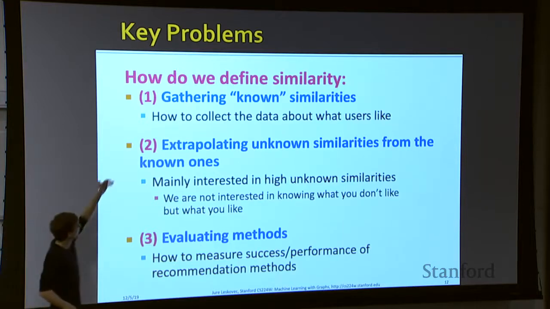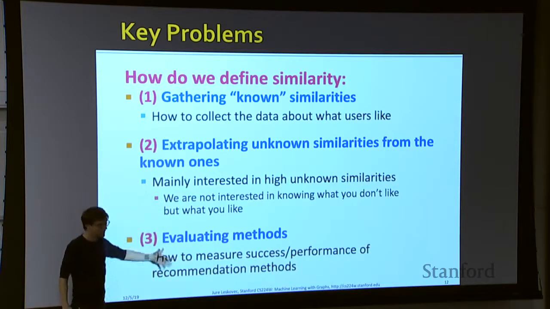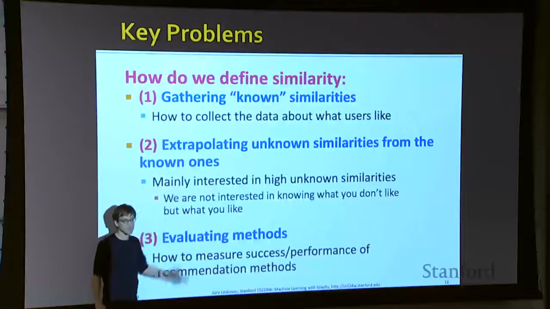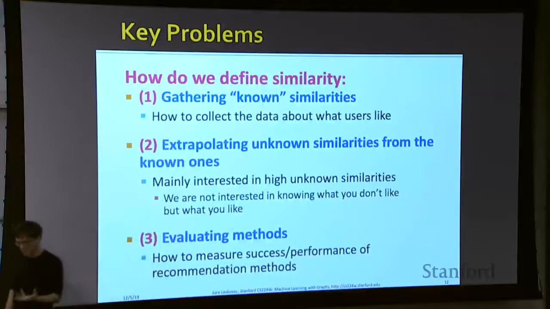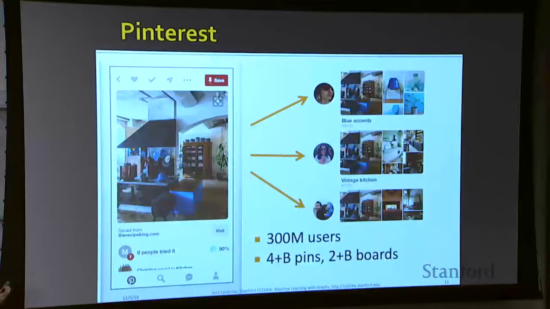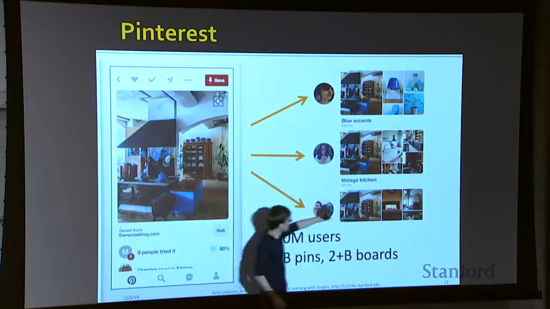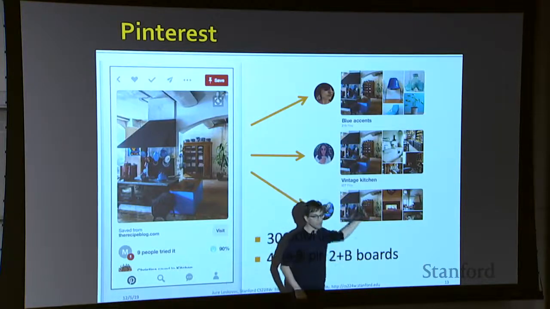Okay? I will walk you through each of these three, how we do them, and we will start talking about how to use the machinery we learned in this class to solve these problems. In particular, the case study we look at is Pinterest. Pinterest is the app where people take images and save them, called pins, into collections.